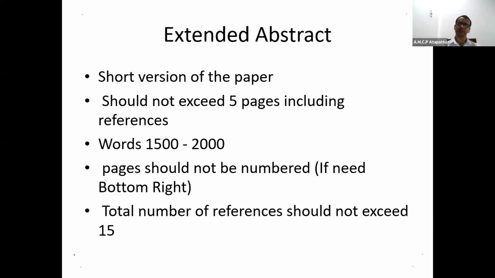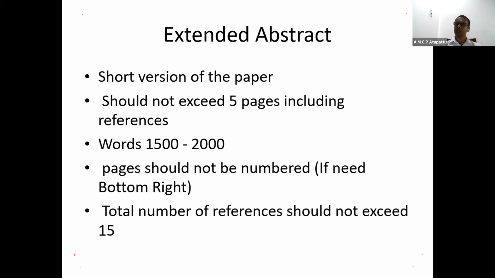Including that, you have to write your extended abstract. Word count 1,000 to 1,500 to 2,000. But previously we said it depends on the studies or the types of the study. We said 800 to 1,000. But 1,000 to 1,500 to 2,000 words you can use as the extended abstract.